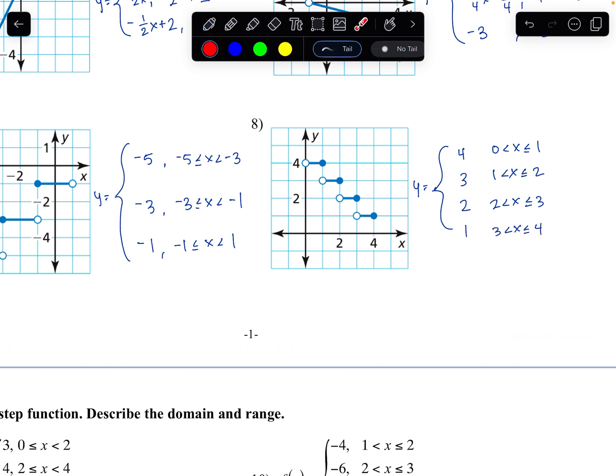So again, that's happening. This is between 0 and 1. This right here is between 1 and 2. And then it's going to be 2 between 2 and 3. That's what we have here. And then it's going to be 1 between 3 and 4. There you go.